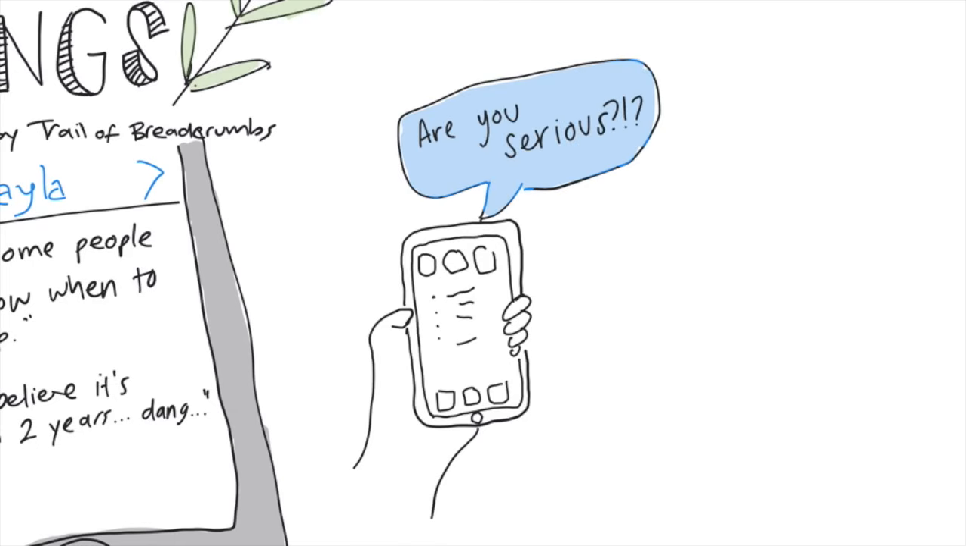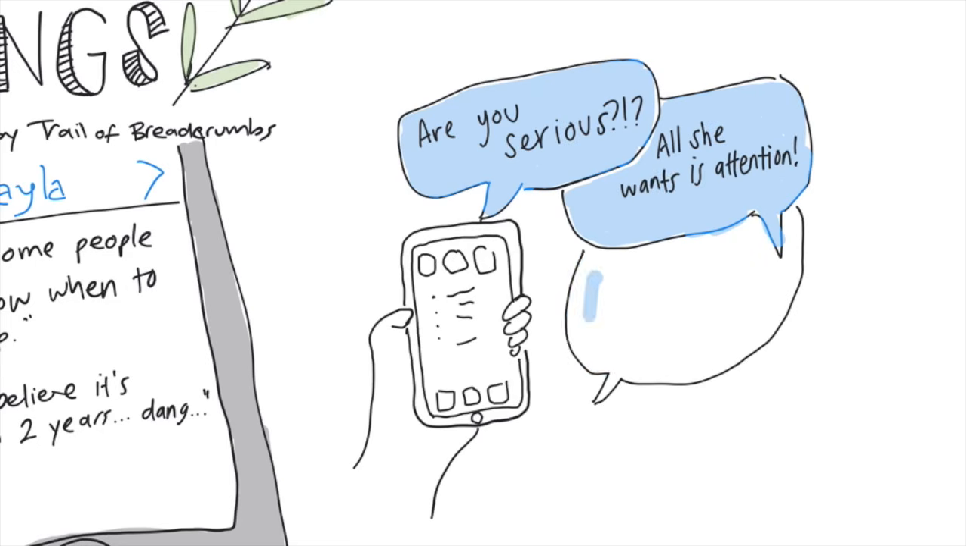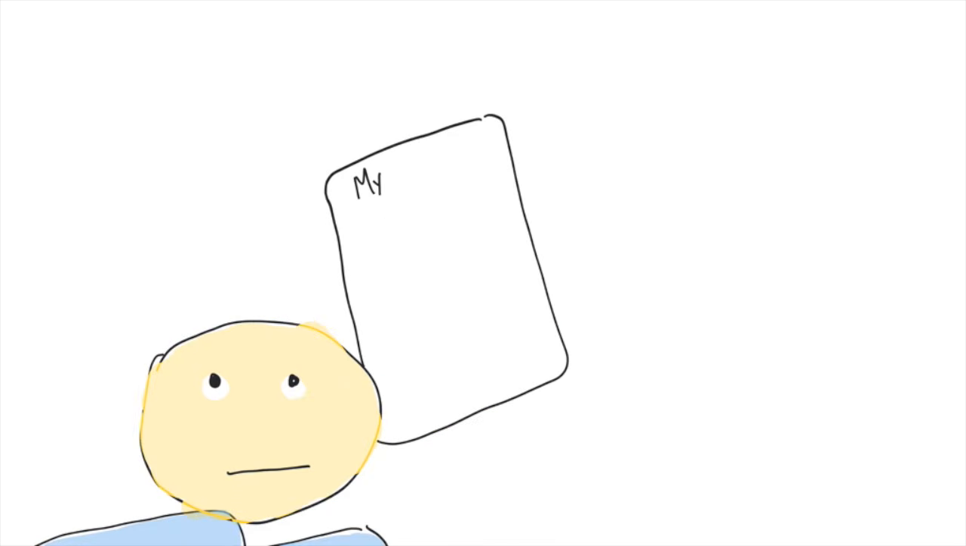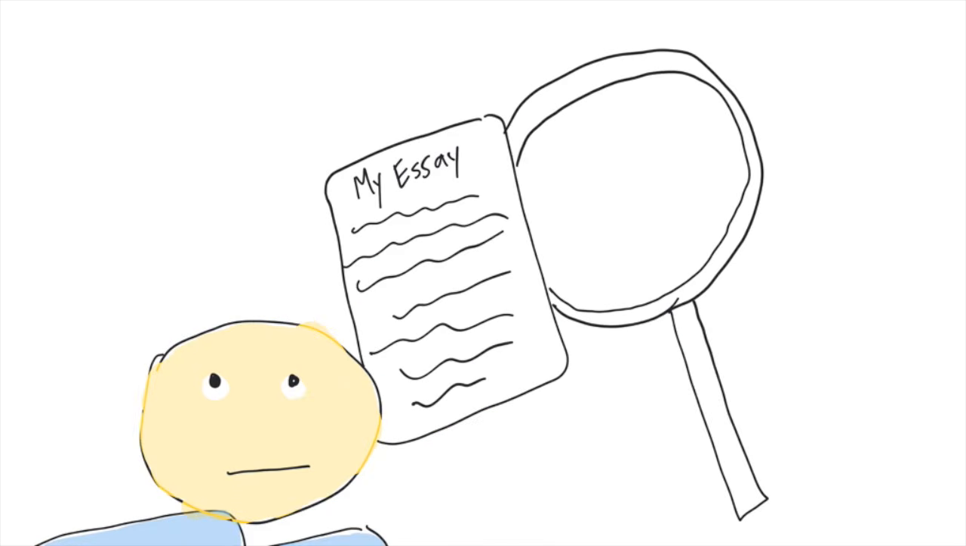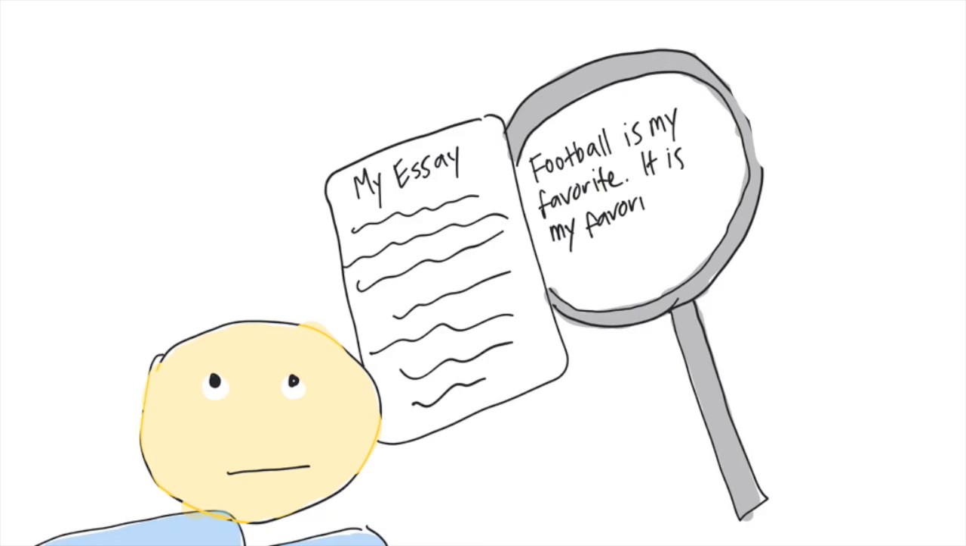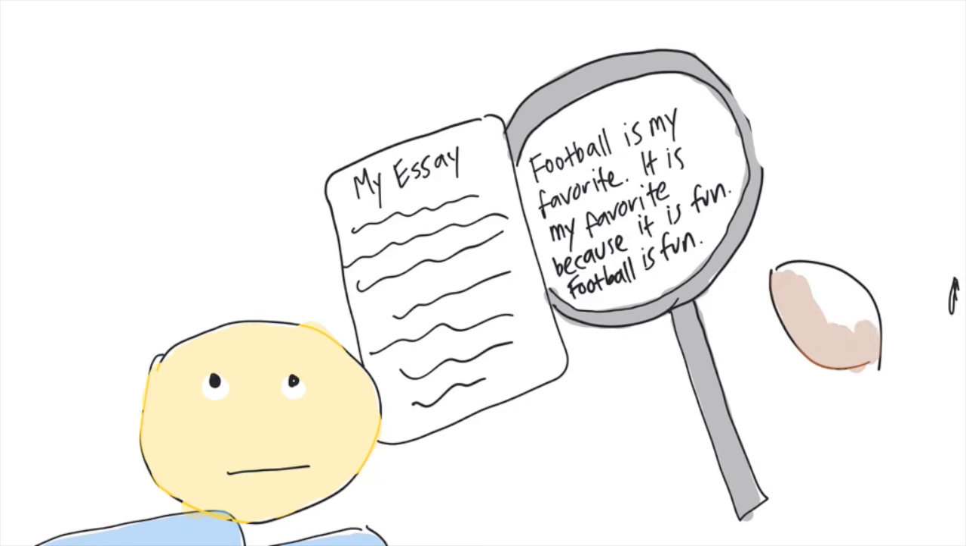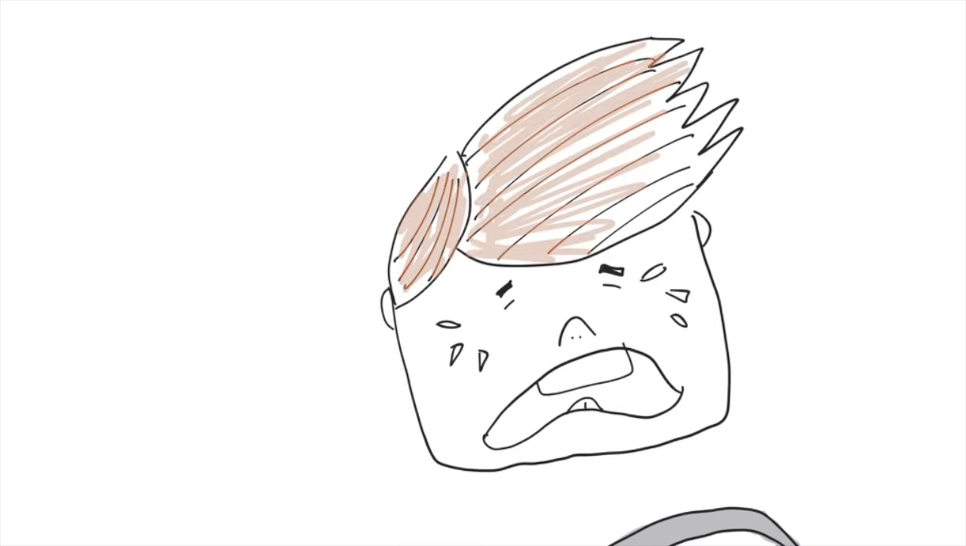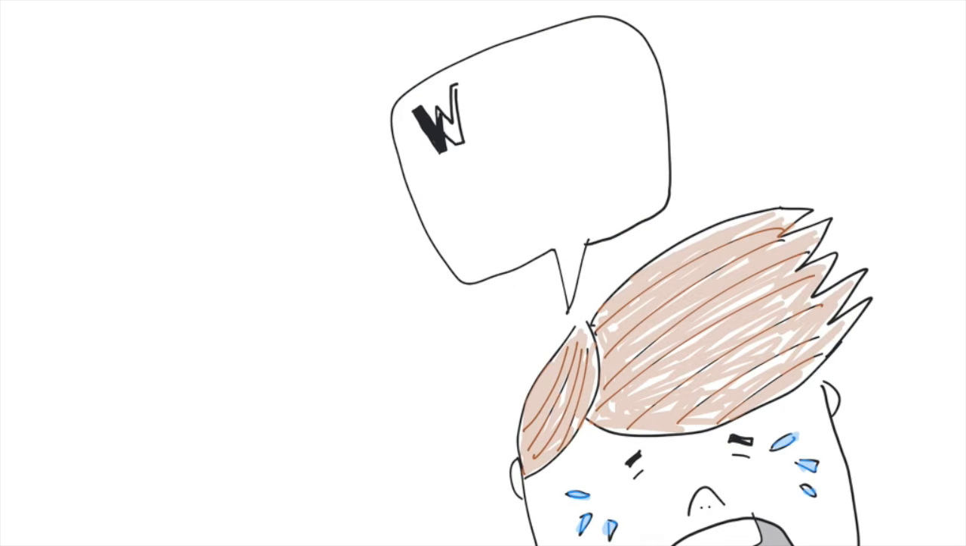When people make comments like this, you usually have no idea what they're talking about and you usually have to ask them what they mean. All because they didn't give you enough details. They're being vague. The reality is that you as a student have been doing this exact same thing to your English teachers. You write something so boring and simple like, football is my favorite, it is my favorite because it is fun. Football is fun. This type of stuff makes your teachers weep and they think to themselves, why are my students writing like this?